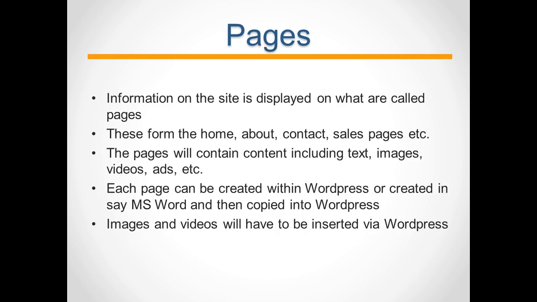Let's now have a look at pages. Information on your site is displayed on what are called pages. These form the home page, the About, Contact, Sale, and other pages. The pages will contain content, including text, images, videos, ads, tables, graphs, anything you would like your audience to be looking at. Each page can be created within WordPress, or if you like, you can create it in MS Word and then copy it into WordPress. Images and videos, however, will have to be imported through WordPress itself.